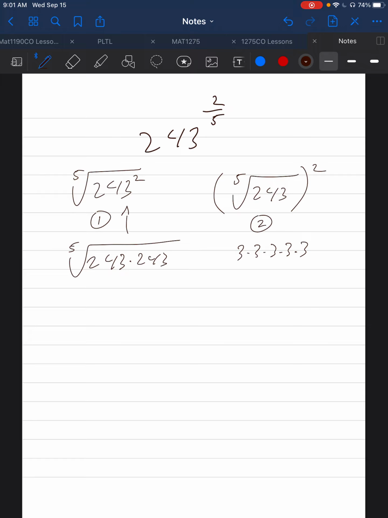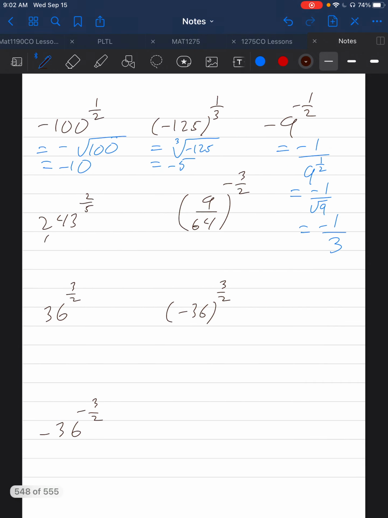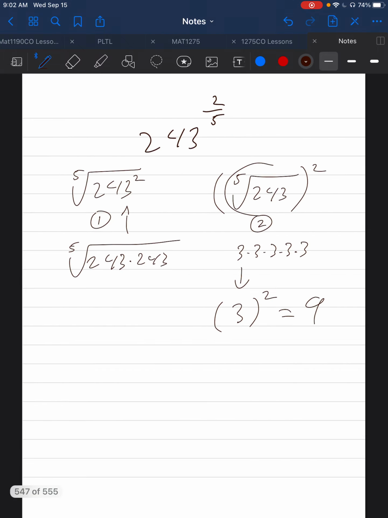It turns out it's actually 3 to the 5th power is equal to 243. So this will become 3 to the 2nd power, which is quite simple that we can calculate equal to 9. So again, sometimes it's advantageous to write it one way versus another. And in this case, it was advantageous to take the 5th root of 243 and then raise that to the 2nd power.